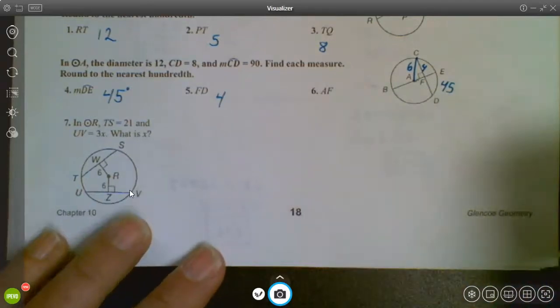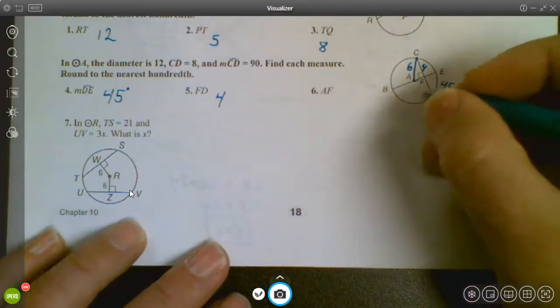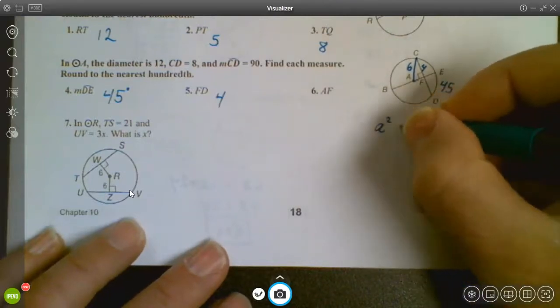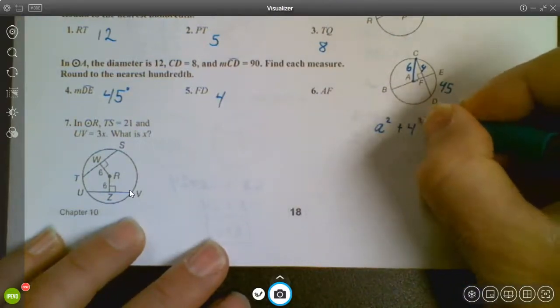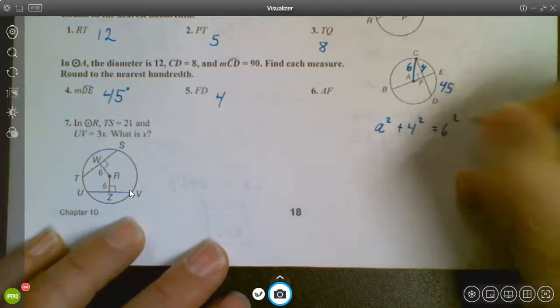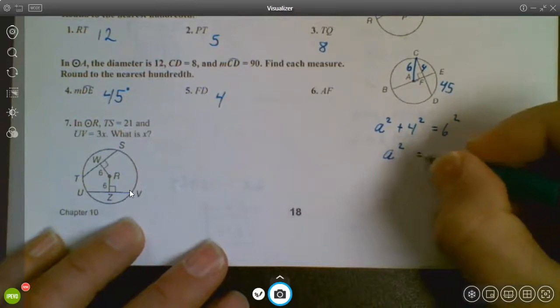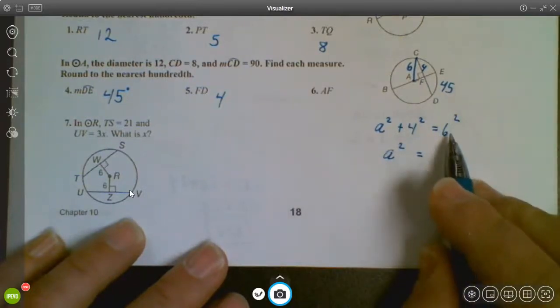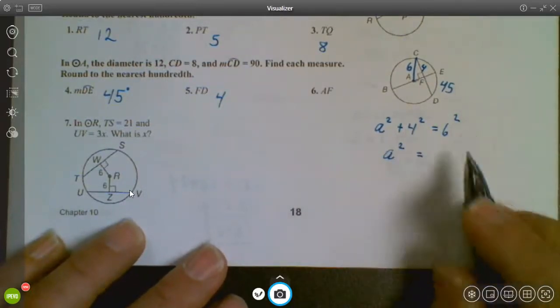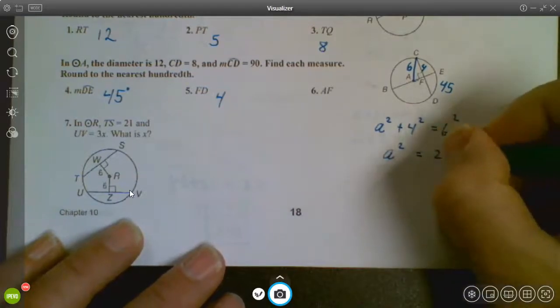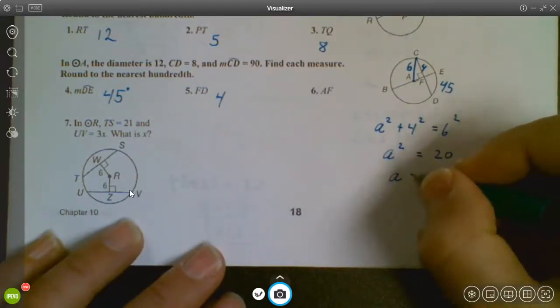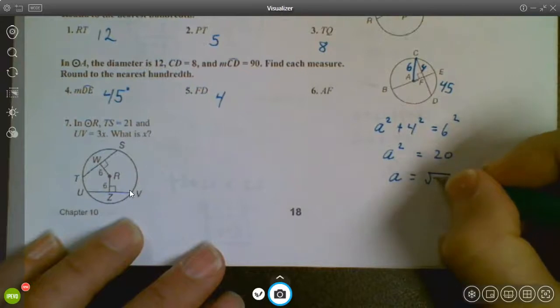So let's say, I'll call it A. A squared plus B squared equals C squared. So if we did a little solving on this, so let's see, 36 minus 16, because I'm subtracting that over, would be 20. So A is the square root of 20.